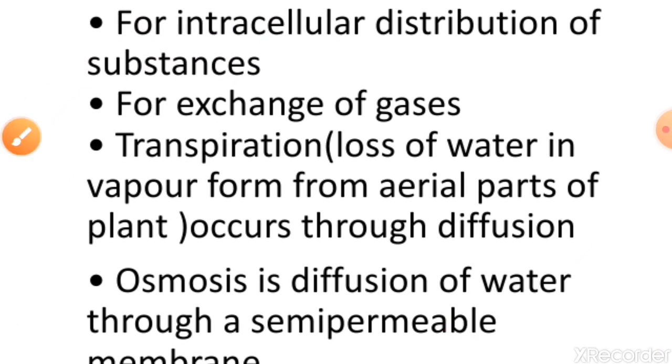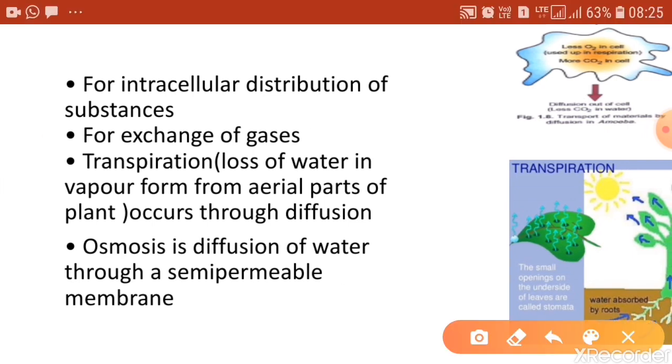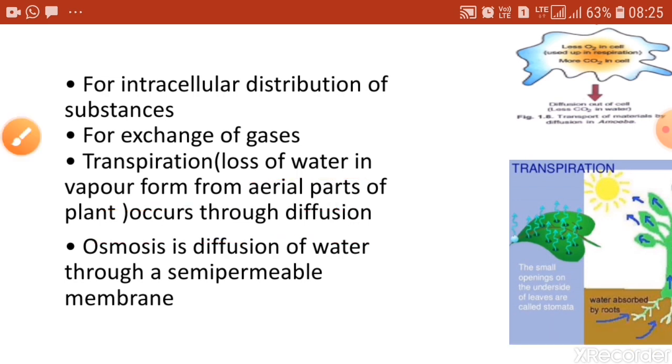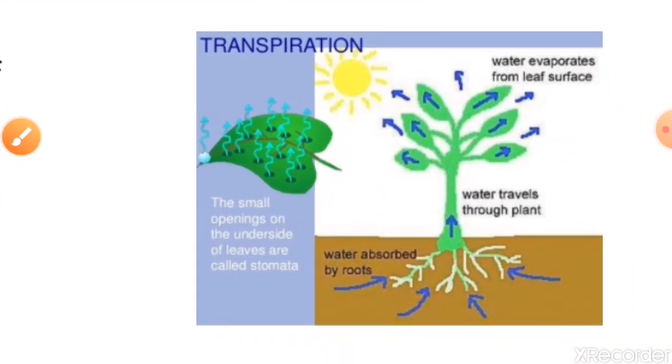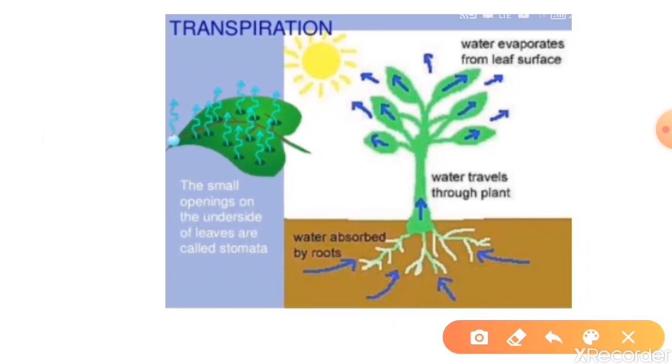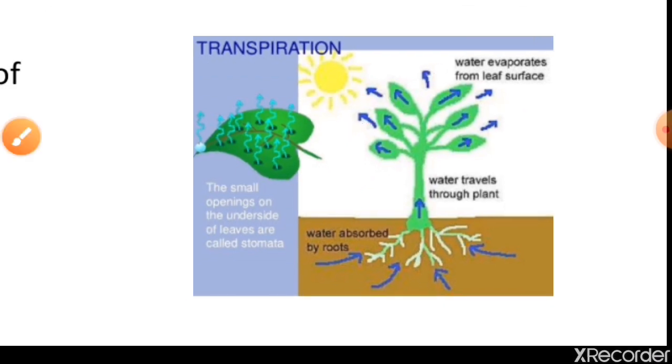Next important function of diffusion is transpiration, that is the loss of water from the aerial parts of the plants. This process occurs by diffusion. Just have a look at this picture. Transpiration is a loss of water from the aerial parts through the stomata which are present in the leaves, and through the other aerial parts water is continuously lost. This you have learned in your junior classes also. So this loss of water from the aerial parts of the plants occurs by the process of diffusion.